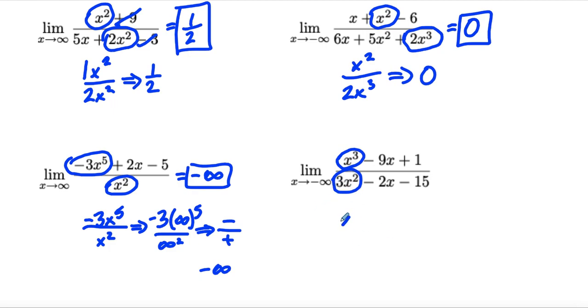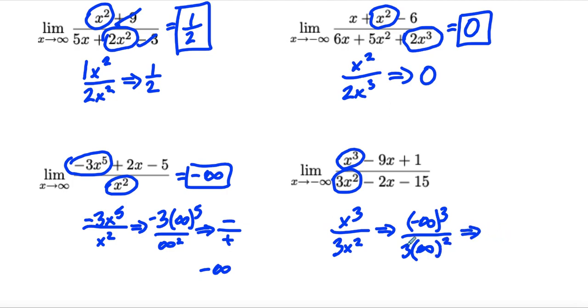Okay, so let's do the last one here. Let's try this one, and we're going to have x cubed over 3x squared. So again, we have a larger over a smaller, meaning it's going to infinity or negative infinity. In this case, I'm going to think about inputting negative infinity, and I'm going to cube it, or a really large number. This is probably not the best mathematical representation, but to me, it helps. This is my thought process.